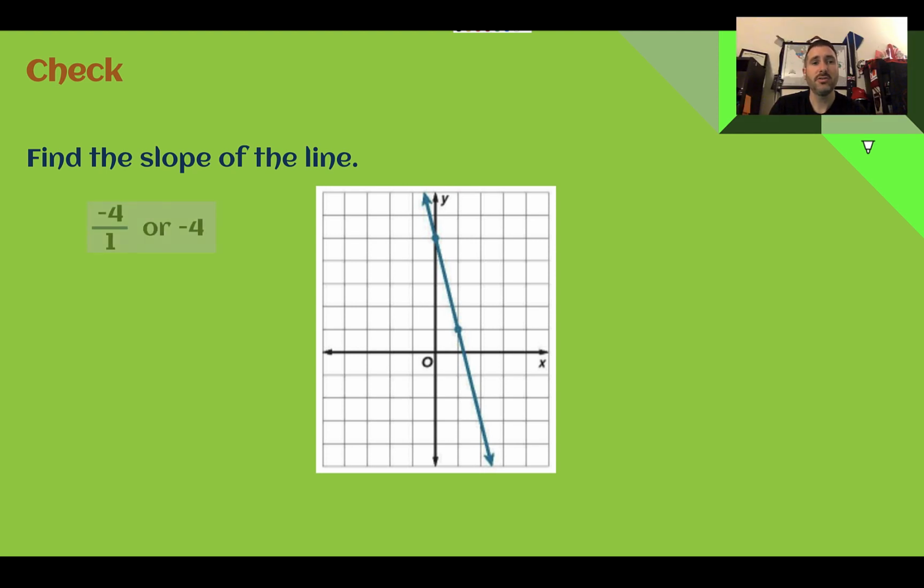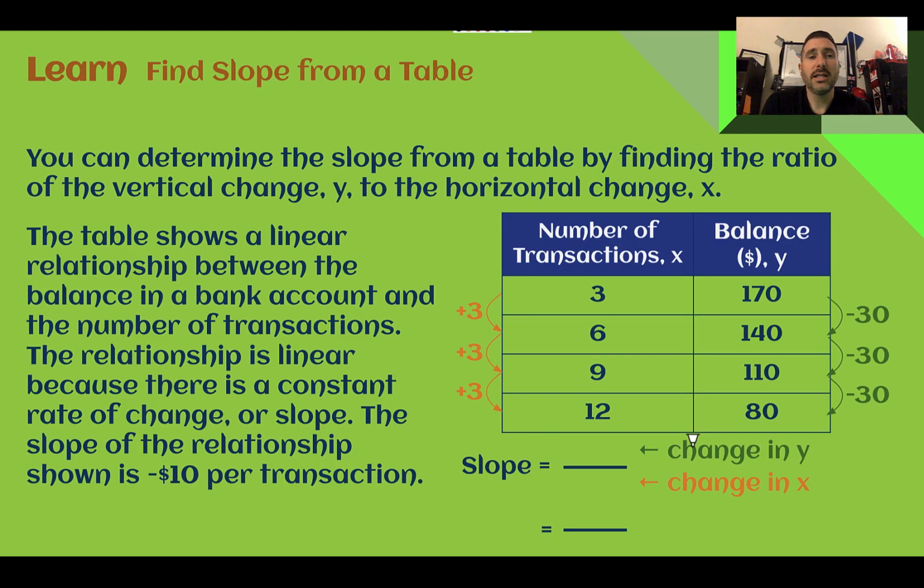Check your answer. You should have said negative 4/1, or we can just write negative 4, since negative 4 divided by 1 is negative 4. Our vertical change, we had to go down 4, and we only went 1 unit over. So negative 4/1.